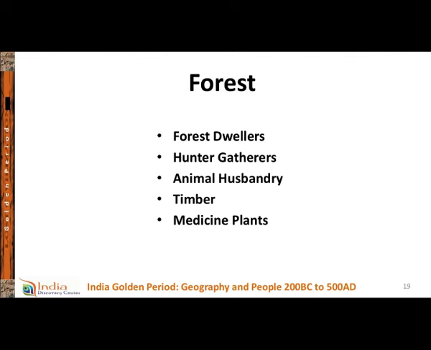Forests. There were forests and there were people living in the forest. So there were forest dwellers, and this is all at the same time. Hunter-gatherers, animal husbandry was being done there, timber and medicinal plants. There was a relationship between forest dwellers and hunter-gatherers with the villages and the cities. It wasn't separation. This was all one and they helped each other. And they also created some kind of income for each other.